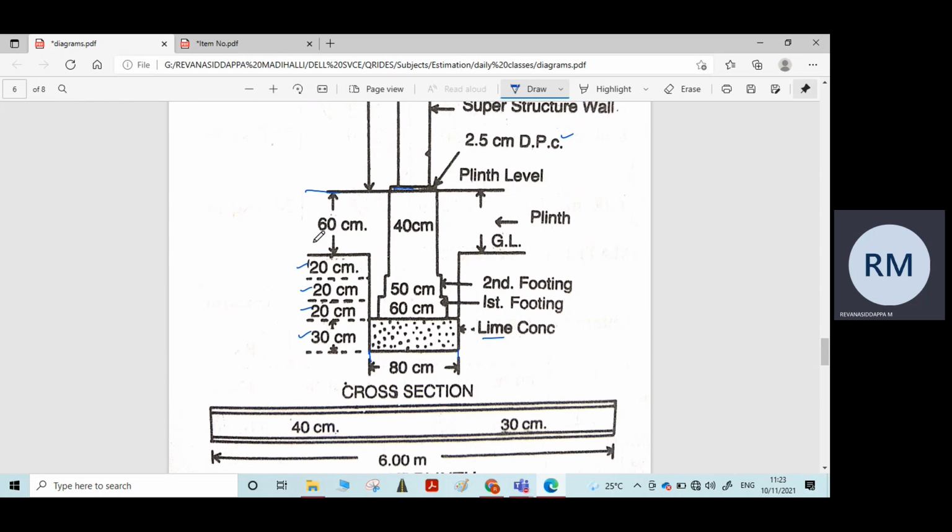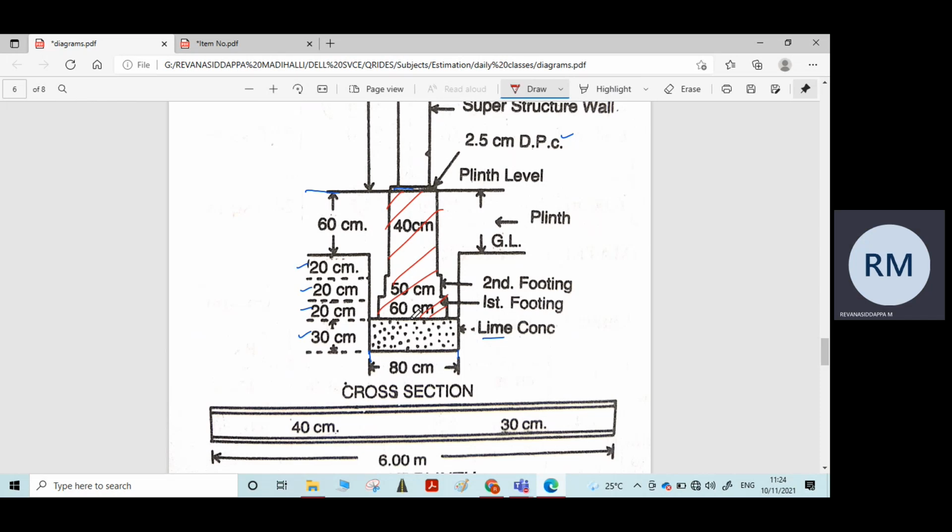Now we are calculating first class brickwork in lime mortar in foundation and the plinth. This quantity we need to calculate. For all these things we need to do the quantity calculation. We have first class brickwork in foundation as well as the plinth, which is also made of first class brickwork only. It is not made of concrete.